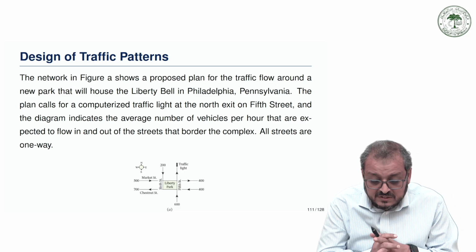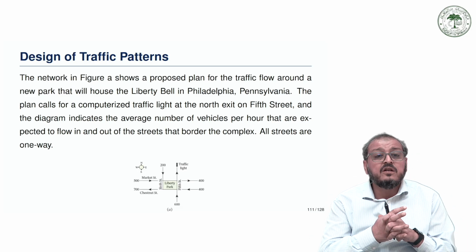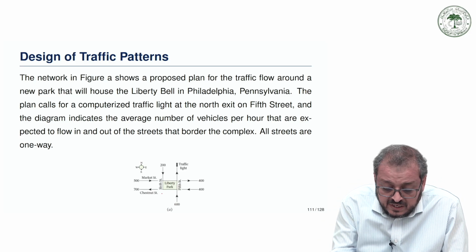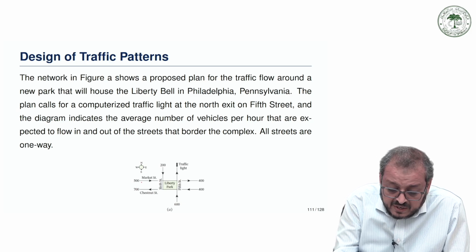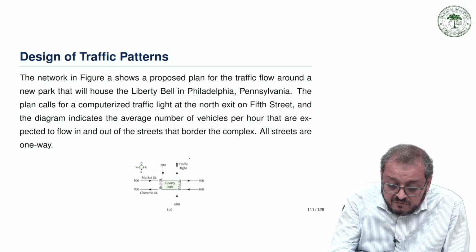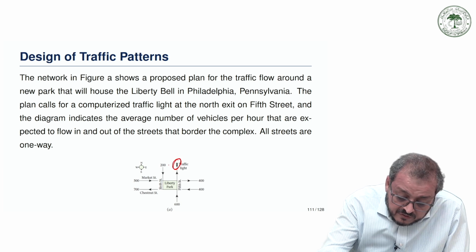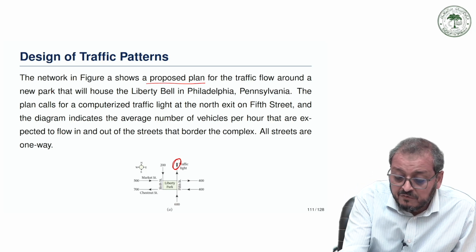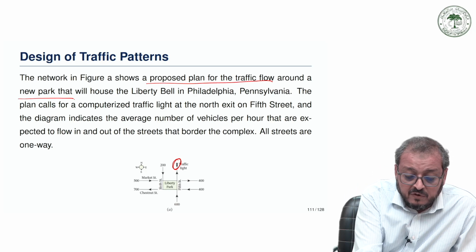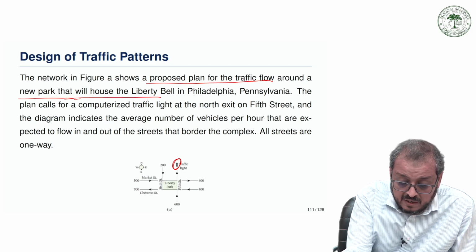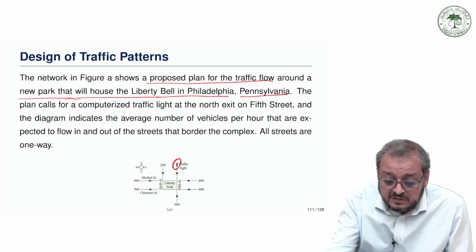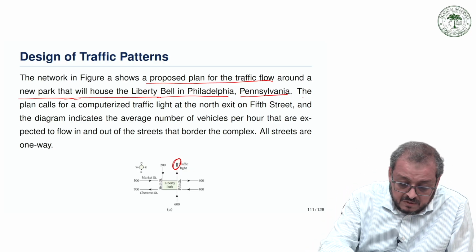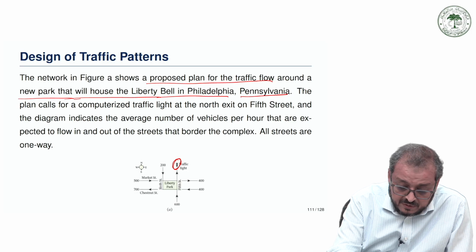It's an interesting problem. We take the design of a traffic pattern. We have Library Park, Street, 6th Street, 5th Street, Market Street, and Kensington Street, and a traffic red light here. The network in the figure shows a proposed plan for the traffic flow around the park that will house the Liberty Bell and Finlandia Peninsula. This problem is from the book by Hong, and I just take it from the book.